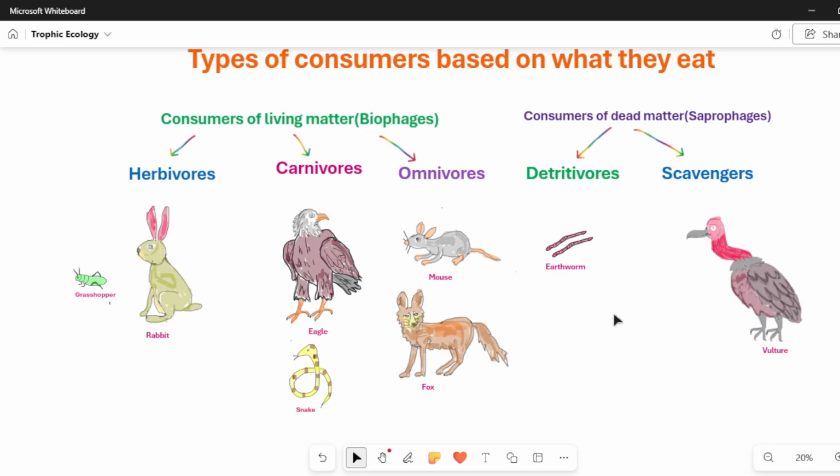Okay. So next we are going to look into the category called decomposers.